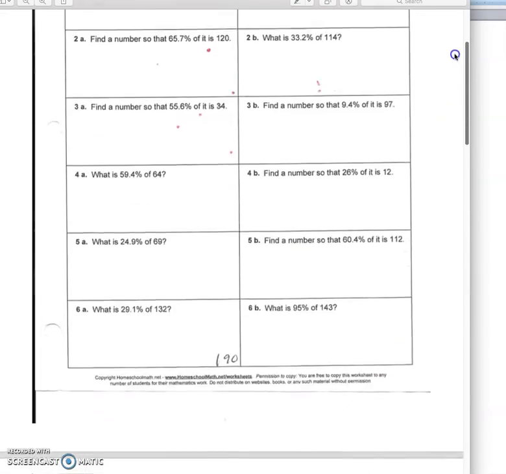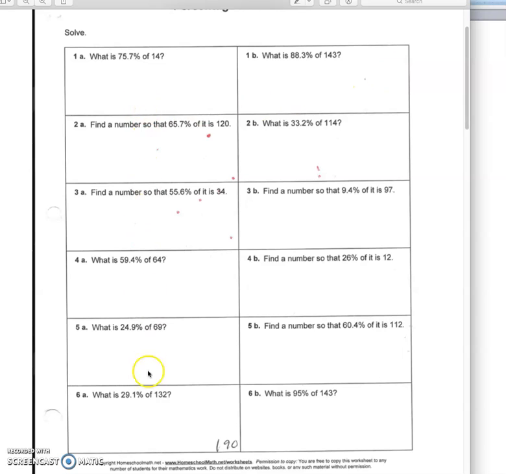Okay, what I'd like you to do tonight is work on these 12 problems, get your answers. After you get the answers, then I'd like you to pause the video. Once you start this assignment, pause the video, do the math. Afterwards, check your answers and check your work and go through those 6 steps that I went through for this first one, the 75.7% of 14. Okay? Great.